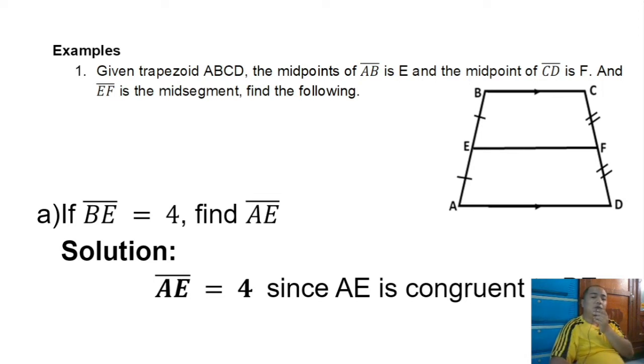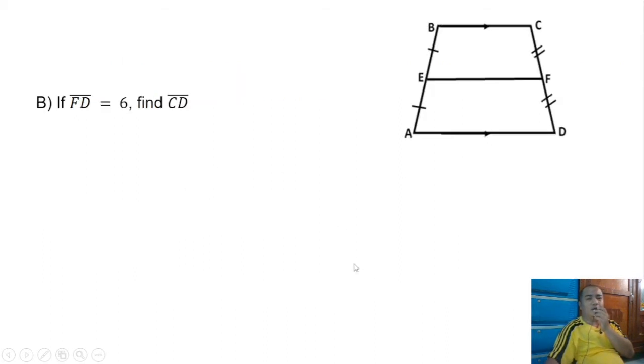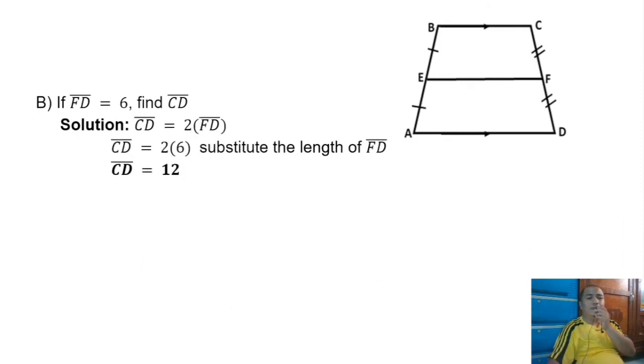Yes, because point E is the midpoint of AB. BE is equal to EA. So if BE is 4, EA is also equal to 4. Next, if FD is 6, find CD. Wait, sorry, CF is the one. If FD is 6, what is CD? The whole length of the leg CD. That's CF. So since FD is 6, CF is also 6. They are congruent because point F is the midpoint. Therefore, CD is 6 plus 6, that means 12, or 2 times 6.